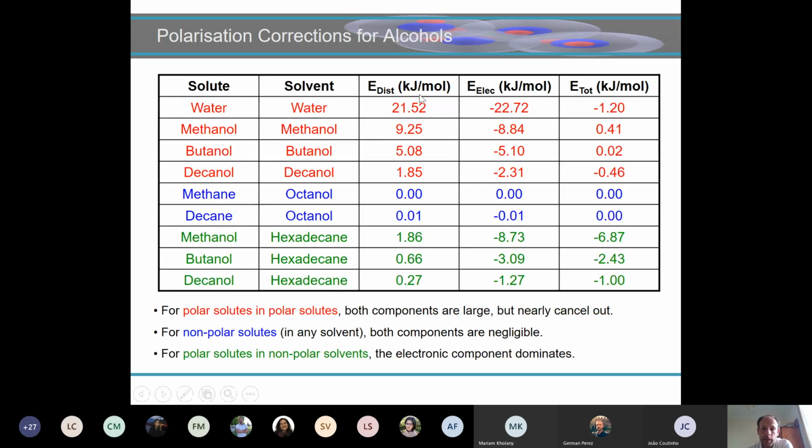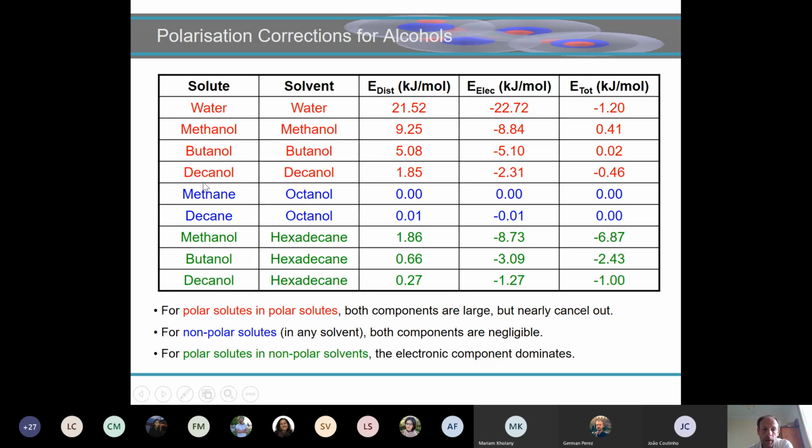What we see is that the magnitude of distortion and the magnitude of the electronic contribution are very large in both cases, but the magnitudes are very similar, and therefore they cancel out to a very large extent. For alcohols, in fact, these corrections are almost negligible because they're within the margin of error of experimental measurements and even of simulation calculations. For water it's slightly larger, but statistically it's within the error margin of 0. It's very interesting that the two components are very large, but they cancel out for polar molecules.